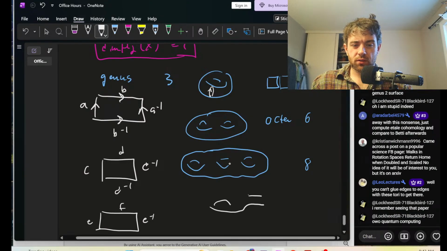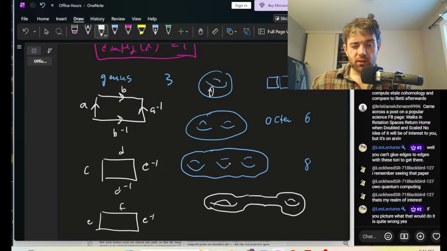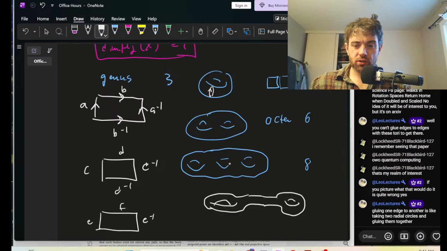Yeah, if I tube it up like this, if I make an elongated version like this, yeah, what am I saying? I should probably just look up the... if you picture what that would do, it's quite wrong. Okay. I should probably just look up the gluing instructions then.